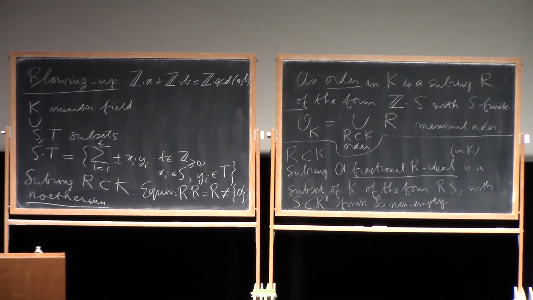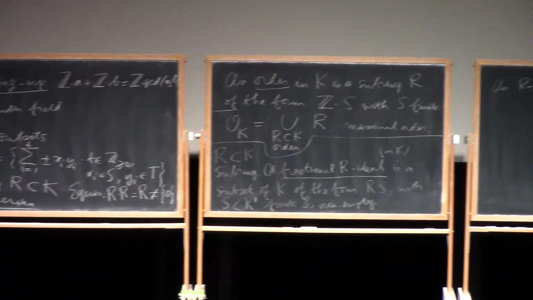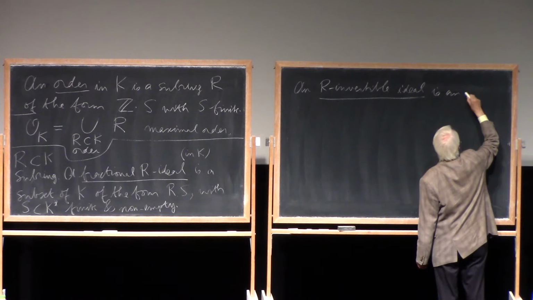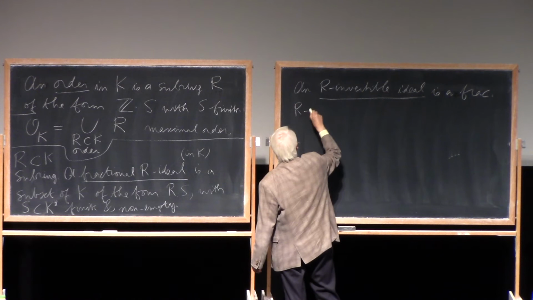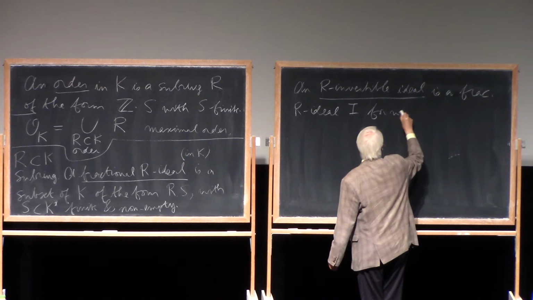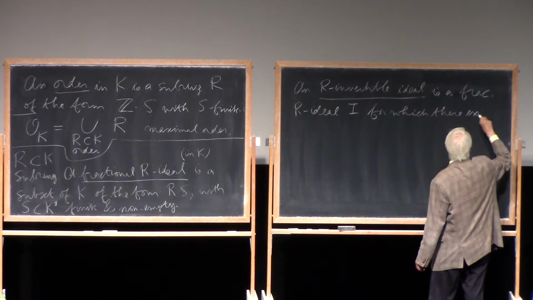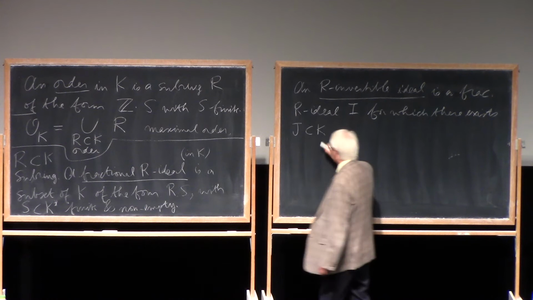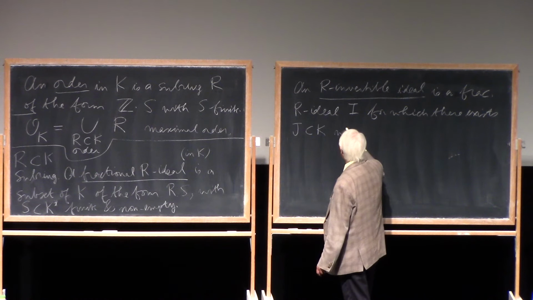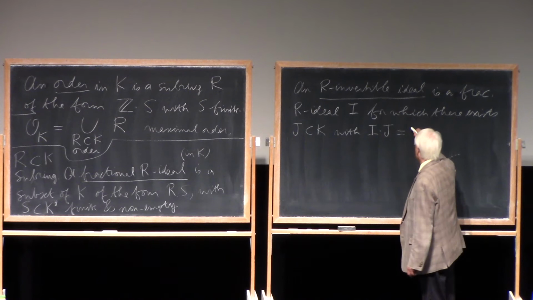So an R invertible ideal is a fractional R ideal for which there exists a subset J in K, which may be a subset, such that the product J times A is equal to R. So R is viewed as the unit element.